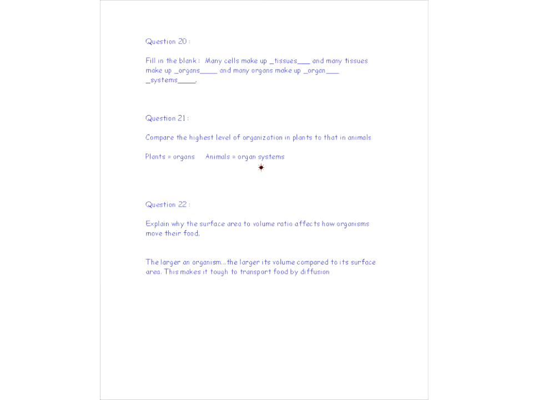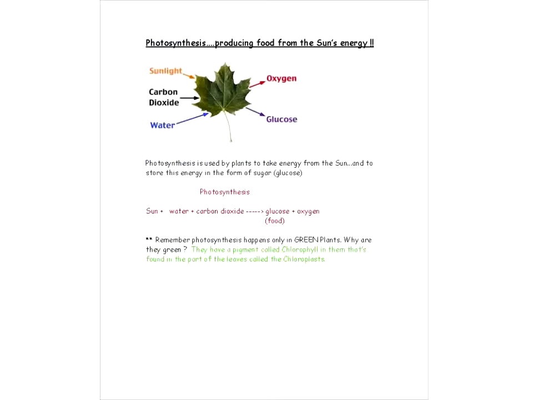Question 22: explain why the surface area to volume ratio affects how organisms move their food. Well, the larger an organism becomes, or even the larger a cell becomes, the larger its volume is compared to its surface area, and that makes it tough to transport food by diffusion. It just takes too long for the food particles to bump into each other and spread out.